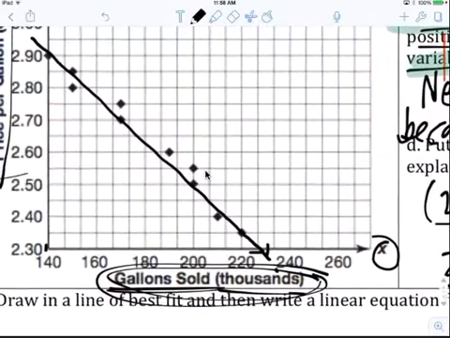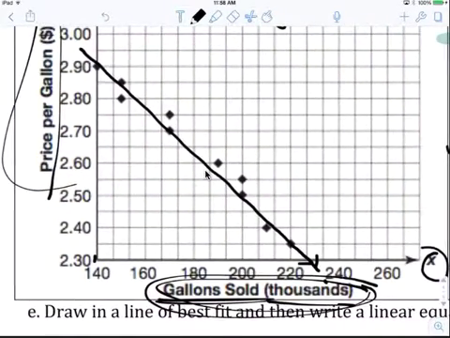Okay, here's my line of best fit. This is not zero, folks. Based on this graph, it's 140,000 gallons, okay, for $2.90. Not zero. You never sell zero amount of gas, I guess, if it's very expensive. Anyways, all right. If you're going to choose that dot, make sure you don't put zero, but 140,000 for $2.90.